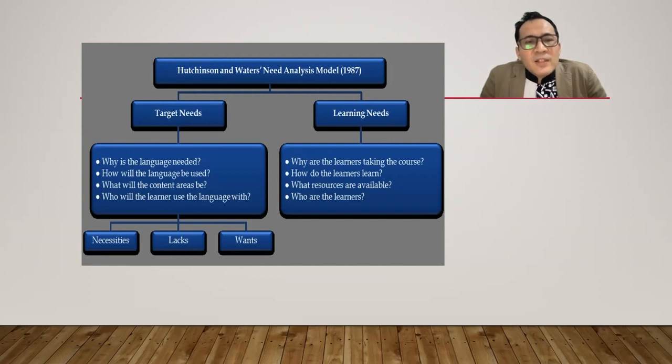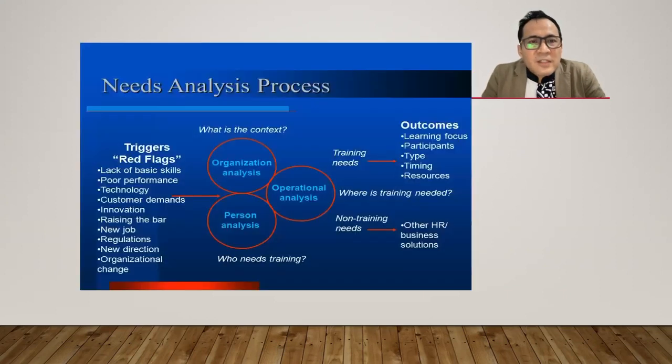Who are the learners? The learners are students, high school students, or university students. I think you can identify such learners by having learning needs in need analysis. And the need analysis process, I think you can see in the picture. In context, you have organization analysis, person analysis, and operation analysis: who needs training. So we need a process to do need analysis, and finally you have outcomes there.